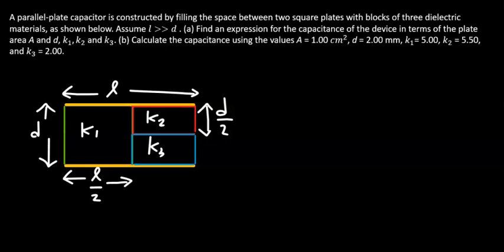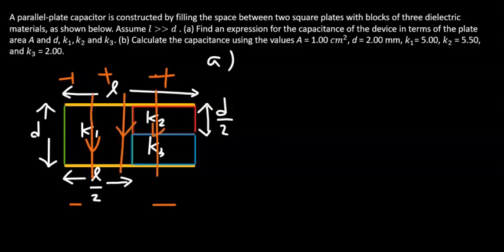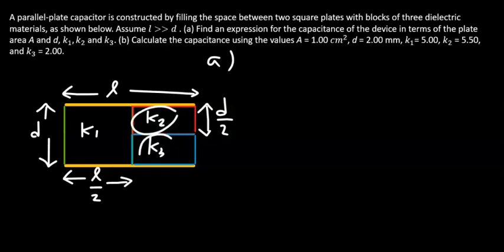So let's do part A first. If you were to apply potential difference across the plates of this capacitor, then the electric field within the dielectrics would go that way. What that means is, it's as if you have two separate capacitors as far as K2 and K3 materials are concerned, and they are in series with each other. So let's do the 2-3 combination first.